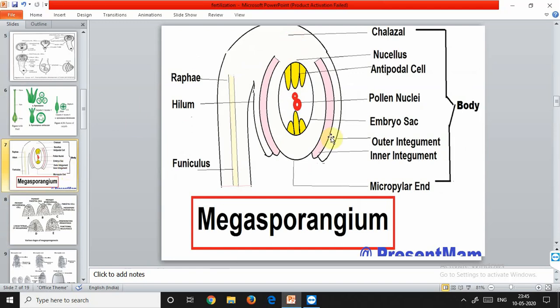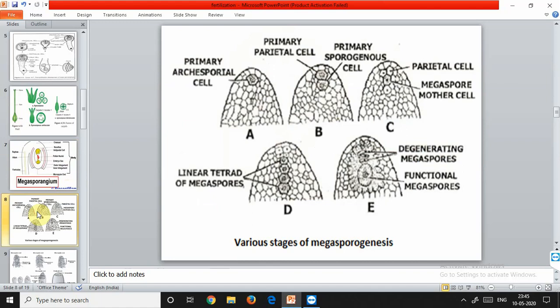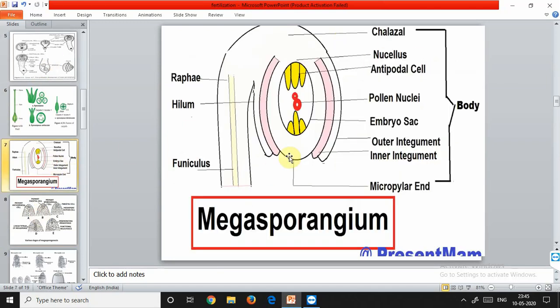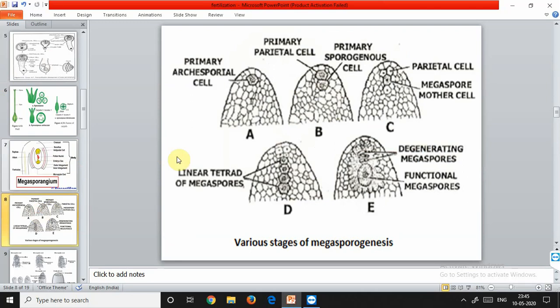So the megasporogenesis. In the micropylar end, this is the micropylar end, we can see the micropylar end. In the region of the nucellus, usually a single hypodermal cell gets differentiated. So I was talking about the cells. These kinds of cells are present everywhere in the ovule.